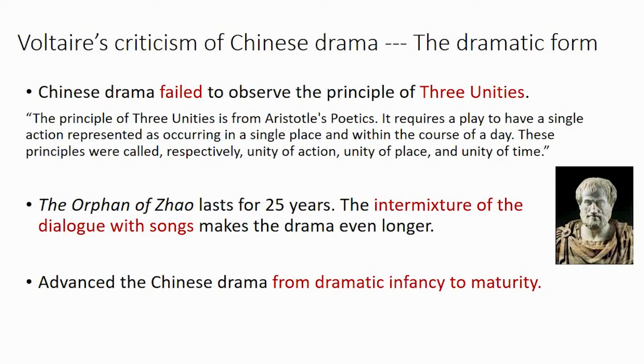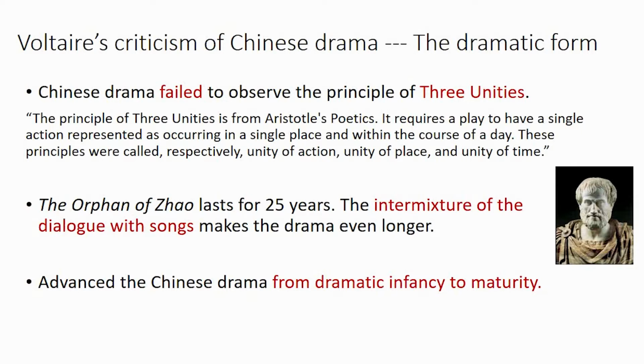But the original play written by Ji Junxiang was too long. It lasts for 25 years. So Voltaire was annoyed on this point. And also he criticized the intermixture of dialogue with songs, which makes the drama even longer.